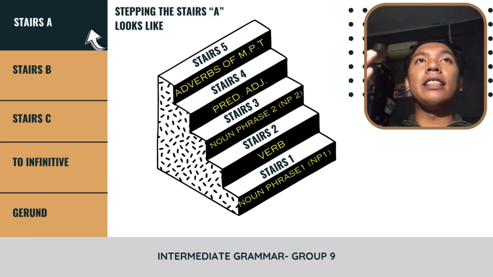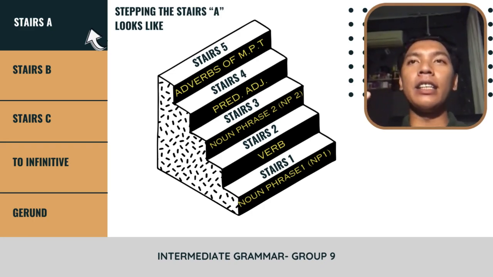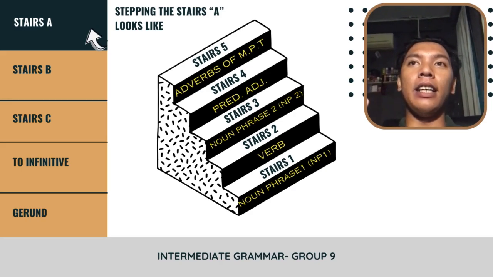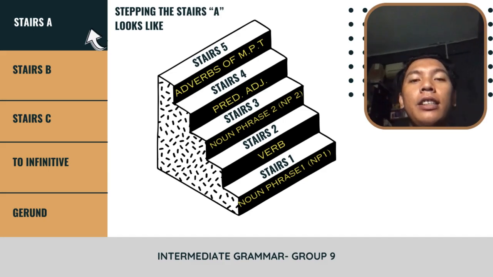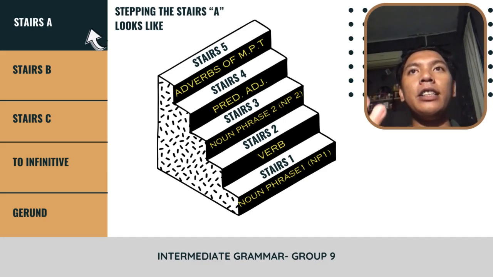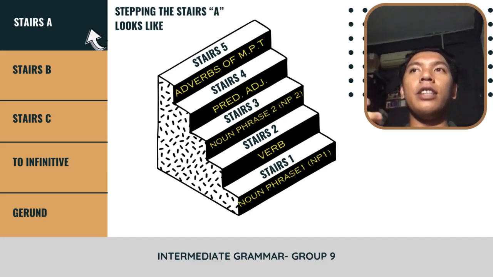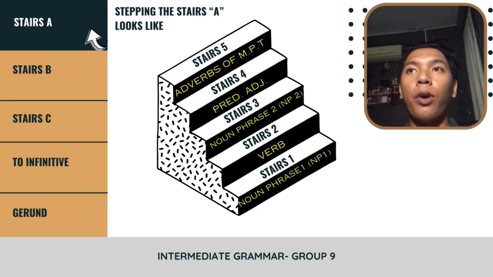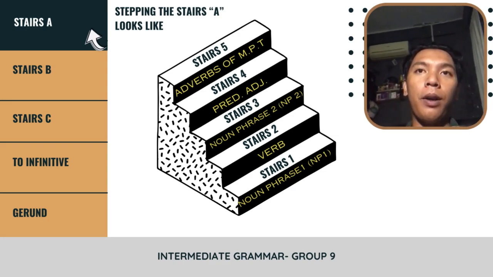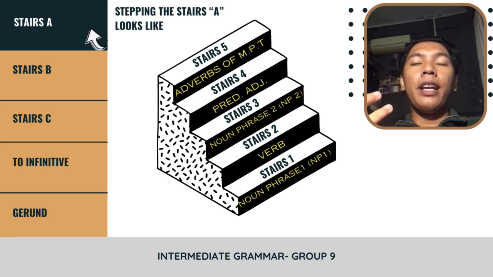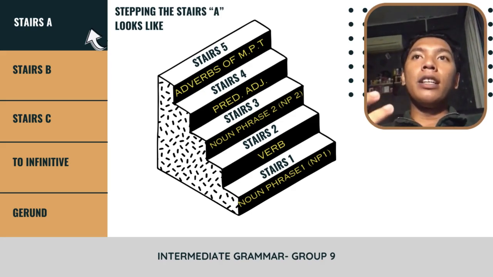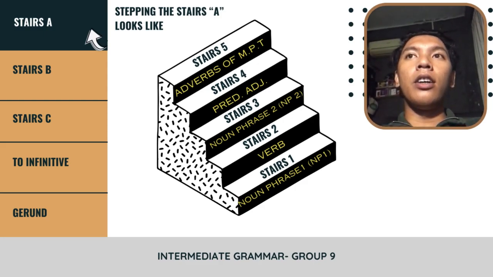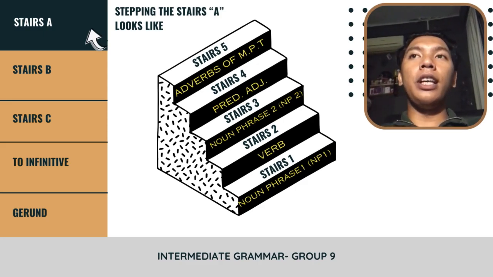Basically, the simple present tense is a fundamental verb tense in English used to describe habitual actions, general truths, states of being, and scheduled events. It's formed using the base form of the verb with an added s or es for the third person singular subject: he, she, it.